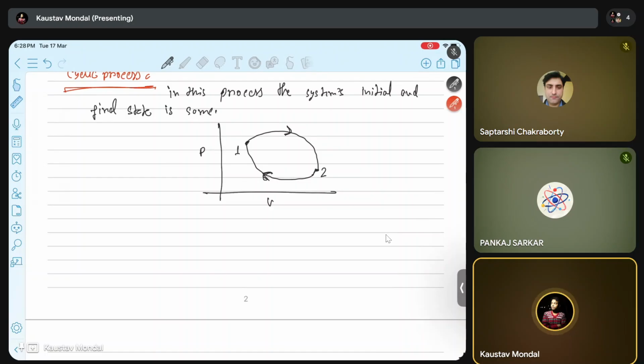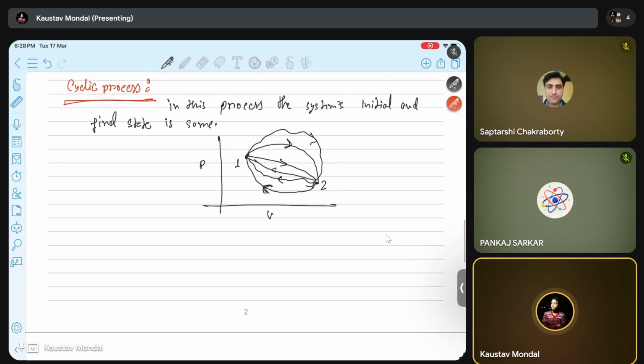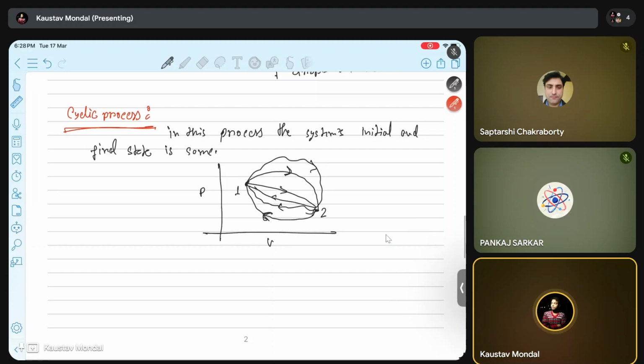This path can be any kind of path. It can take this kind of path and go back along another path. Whatever the path is, it doesn't matter. All of these processes start from point 1 and end at point 1, so they qualify as cyclic processes.